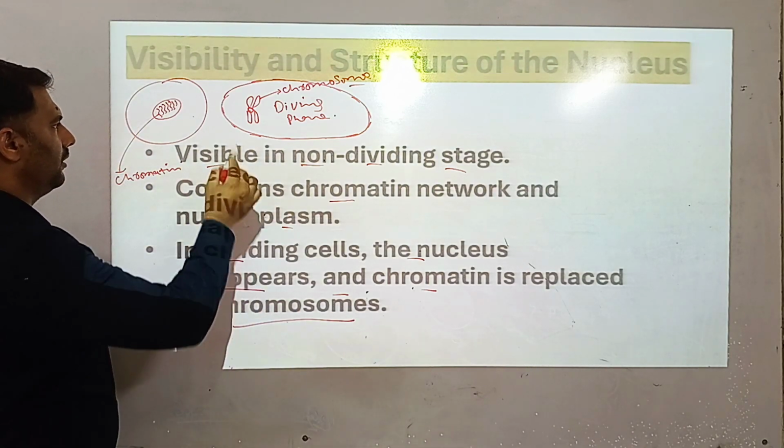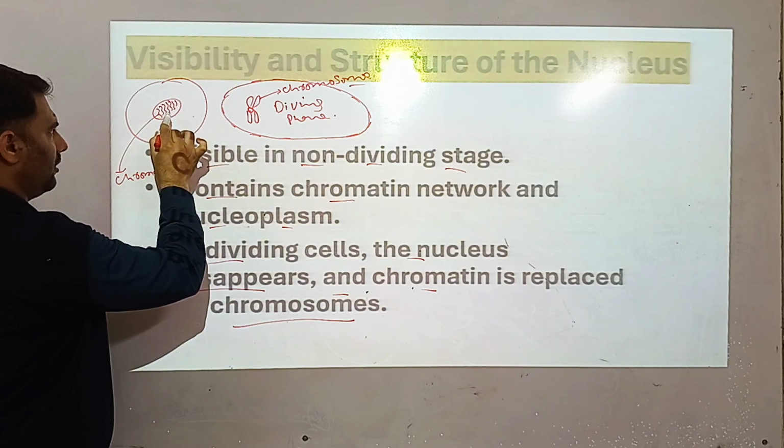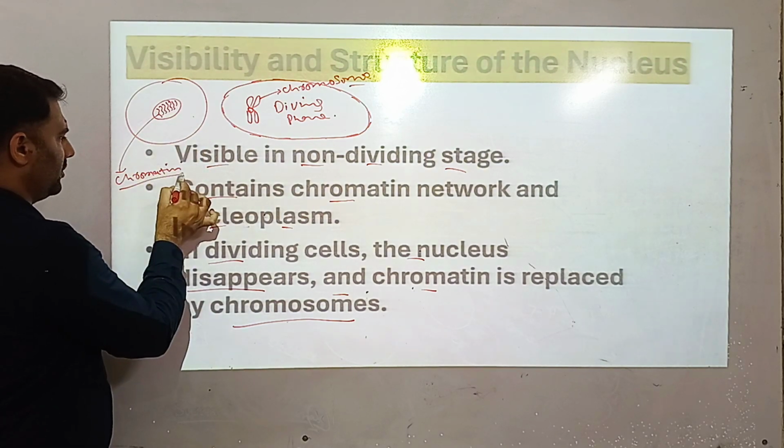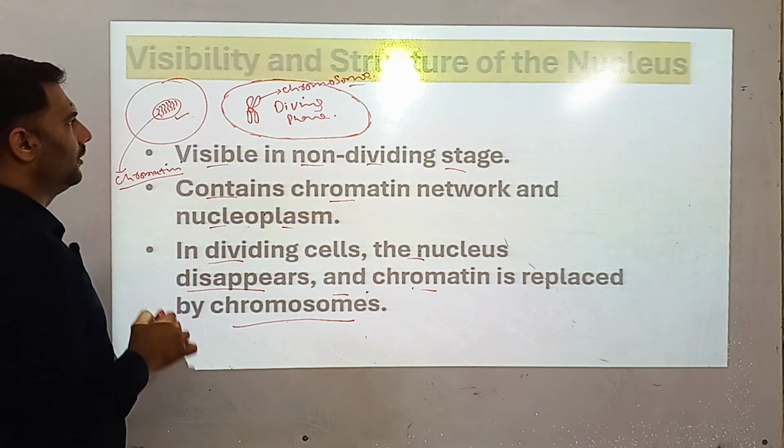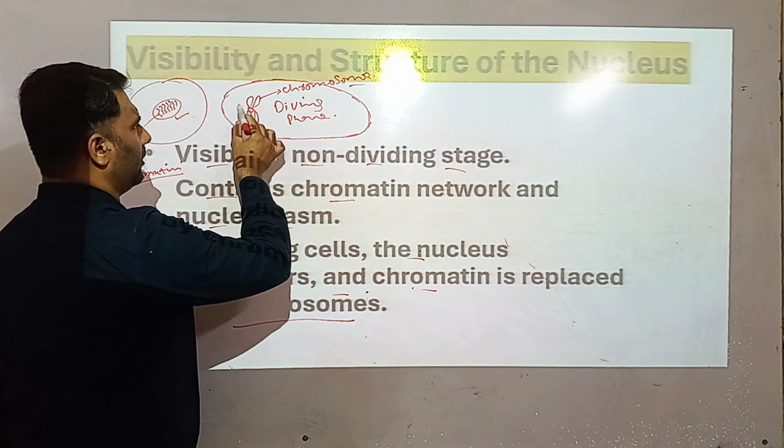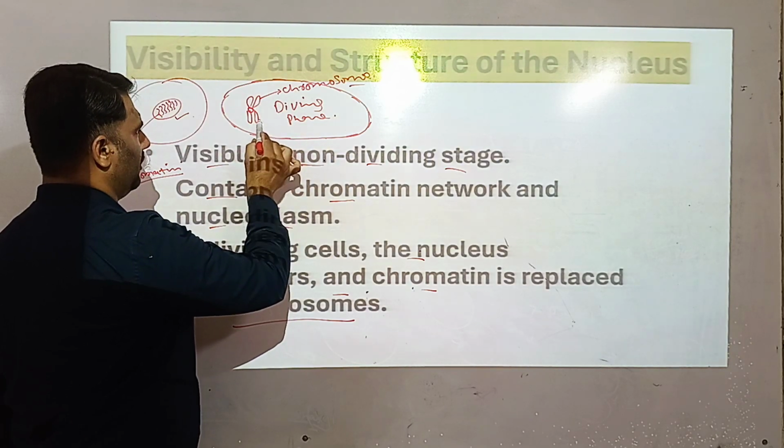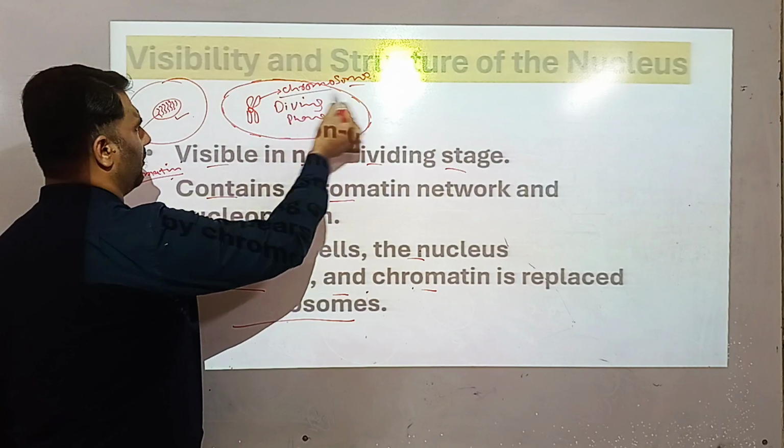When there is non-division, chromatin will be visible and the nucleus will be visible. But in the dividing phase, the nucleus will not be visible, and the structure will not be chromatin, it will be chromosome.